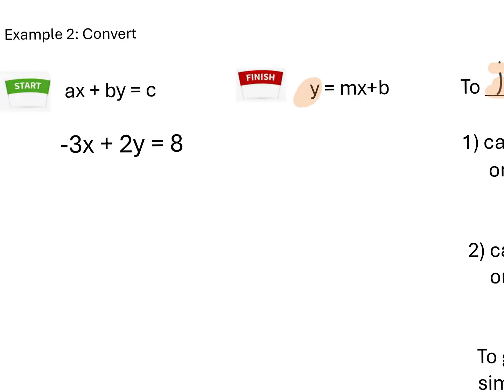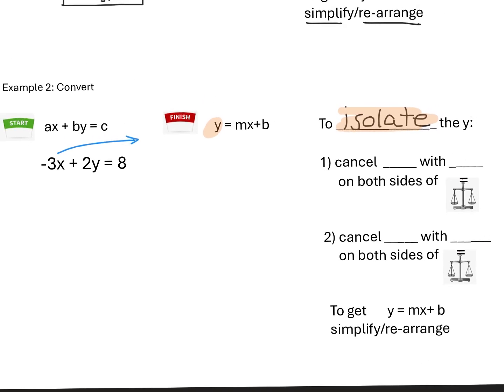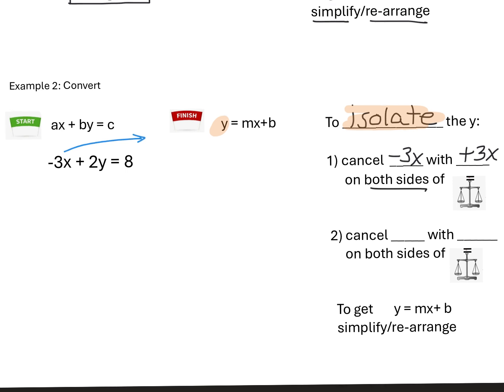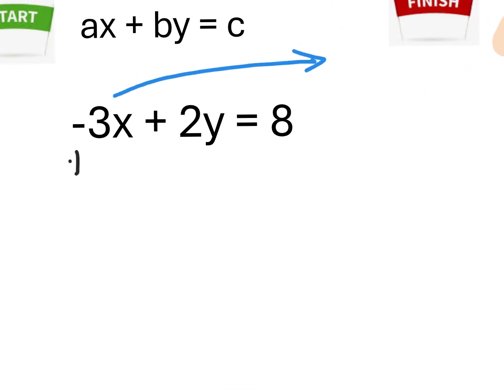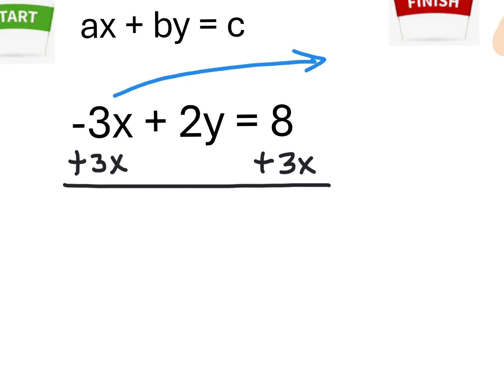So again, just like last time, the x needs to get moved over to the other side of the equal sign. So I'm going to cancel a minus 3x. And what's the opposite of a minus 3x? Well, that's going to be a plus 3x. And we need to do it on both sides. So I'm going to zoom in and do that step. So the inverse, the opposite of a minus 3x, is to add a plus 3x. And we need to do it on both sides of the equal sign.